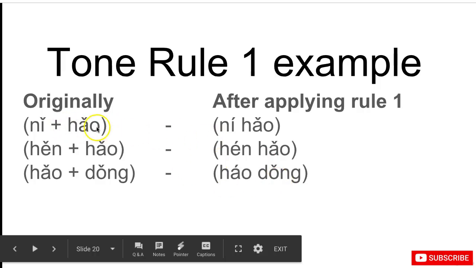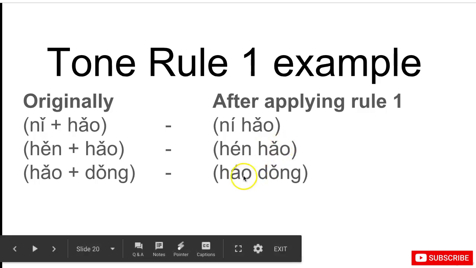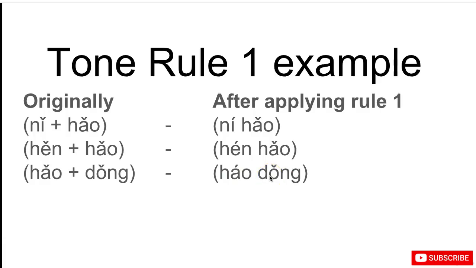3 times each. Ni hao, ni hao. Ni hao, that's hello. Hen hao, hen hao. Hao dong, hao dong. You see, it's that simple. That's the first rule. There are just two more rules, and we're done with the whole pronunciation.